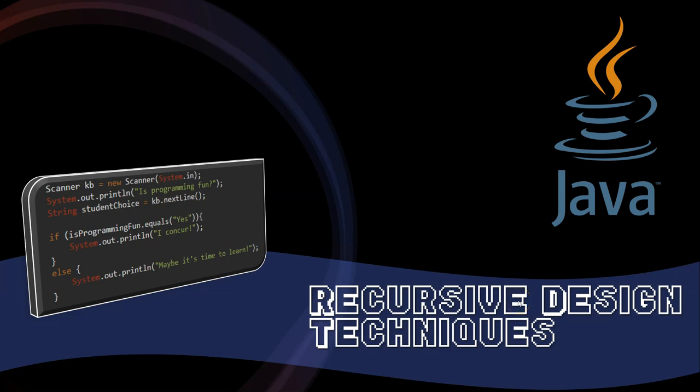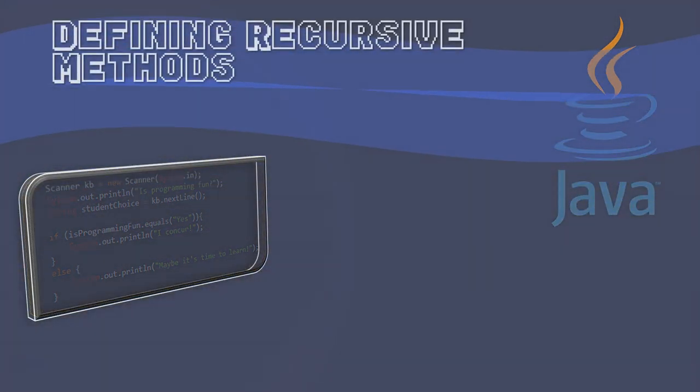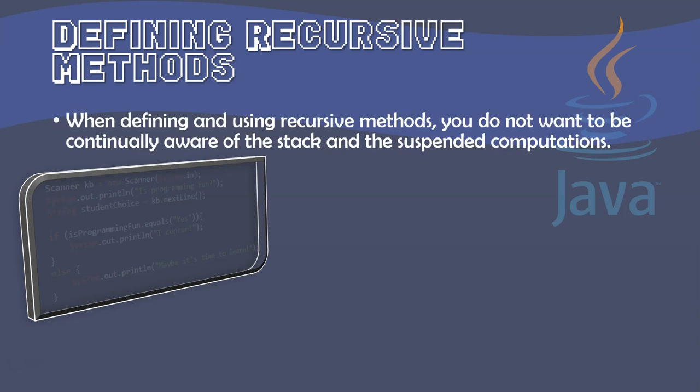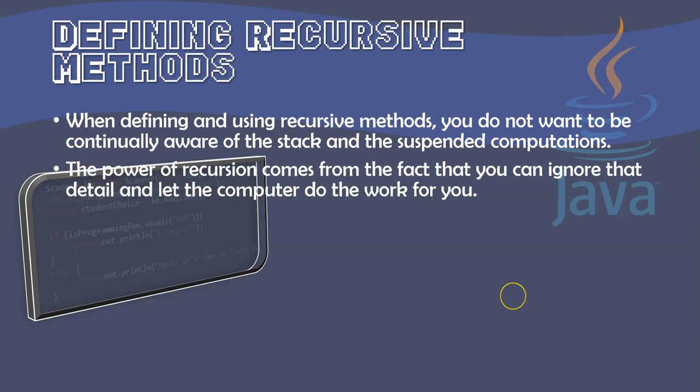And welcome back. As we continue to dive into recursion, let's take a moment to discuss some of those recursive design techniques that we have already been using, but let's put a little bit more formality to it. When we start talking about defining recursive methods, one thing that we as programmers don't want to have to do is continually be aware of our stacks and suspended computations. We don't want to have to keep track of that.